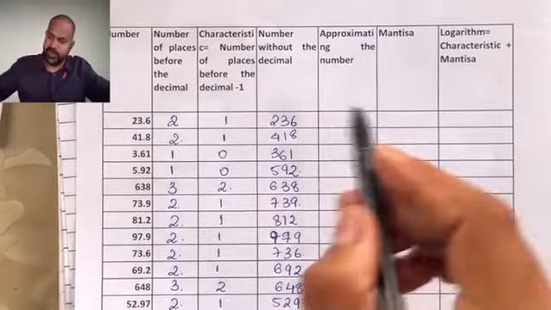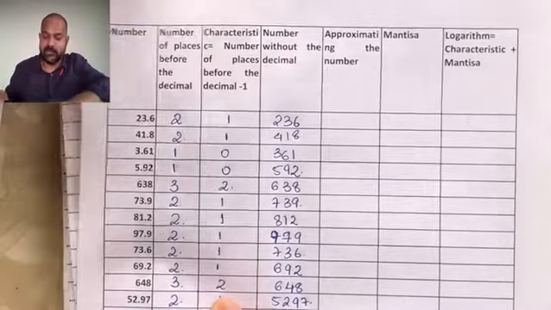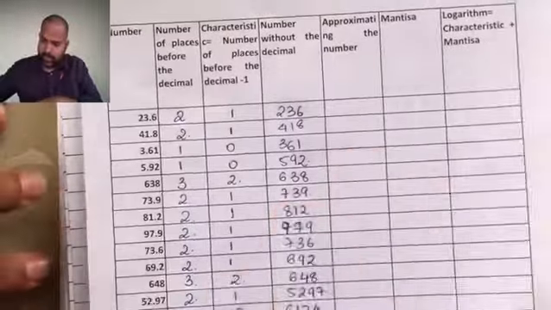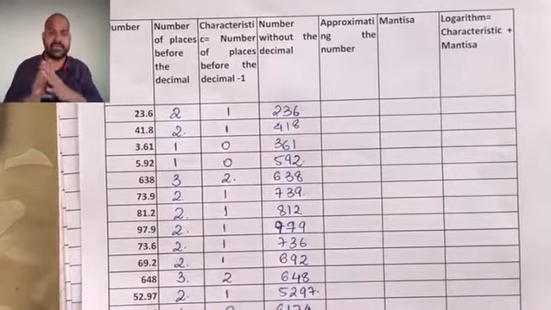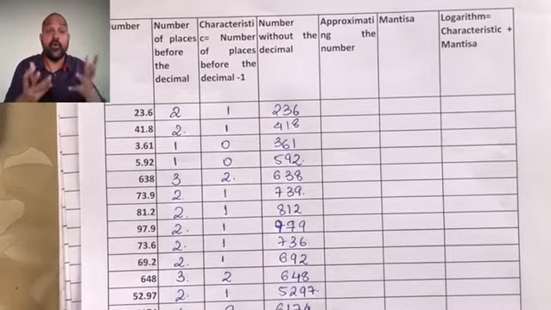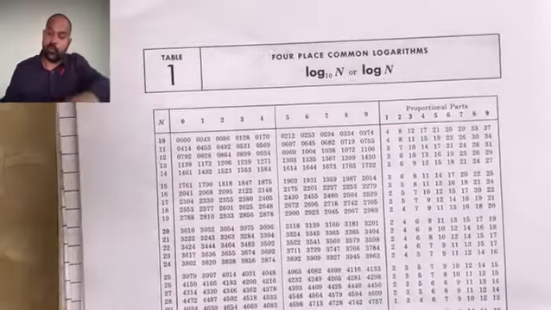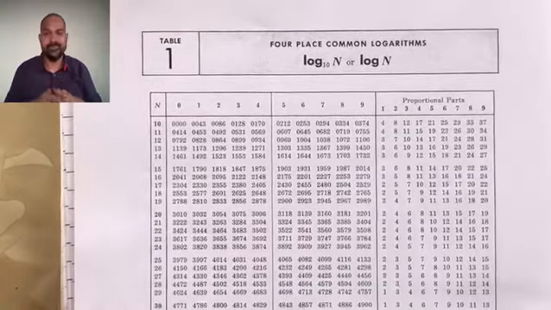Let's come to the next, mantissa. How do you find the mantissa? Well, for the mantissa, we look at the number without the decimal. Fine. I'm looking at the number without the decimal. 23.6 is 236. Where do I look at it? This is where the log table comes in. So now what I want you to do is have the log table in front of you.